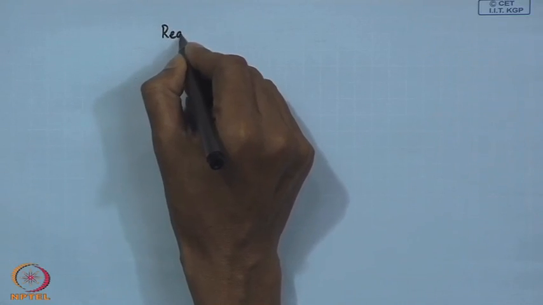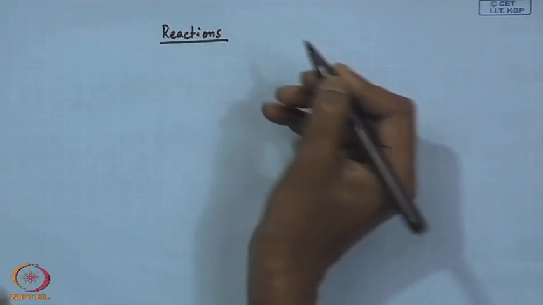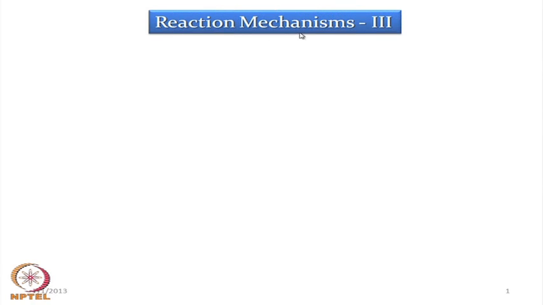Good evening everybody. We are still continuing with the mechanisms, which talk about the different types of reactions, and these reactions particularly happen when a metal is reacting directly with the ligands. So, today we will be talking about reaction mechanisms part 3, and in which particular mechanism we can use for two types of reactions.